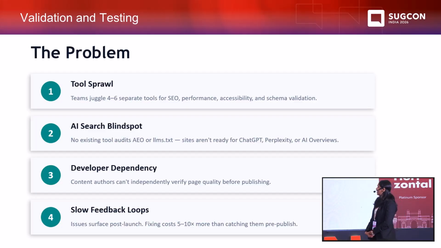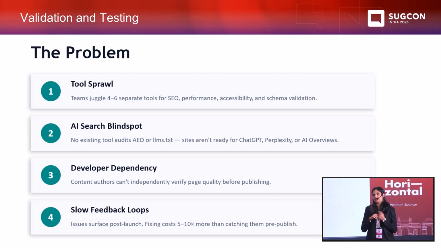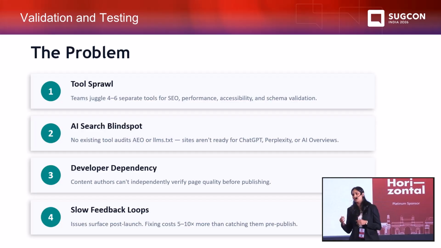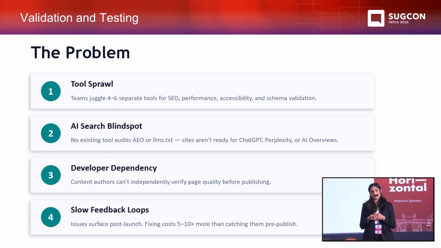Fourth is the slow feedback loop. As I already mentioned, there is a loop going on. If content is not properly valid for the LLM, the content editor goes to the developer, then the developer goes back to the content editor again. It is very time consuming. Plus, there are chances that you will find some issues after go live, and it is very difficult to fix those issues after go live.